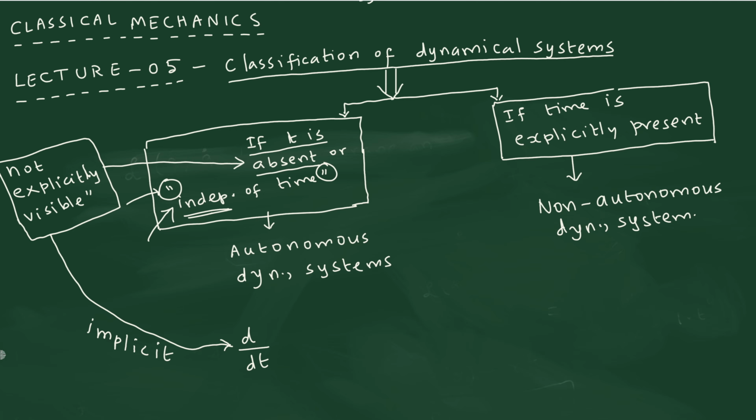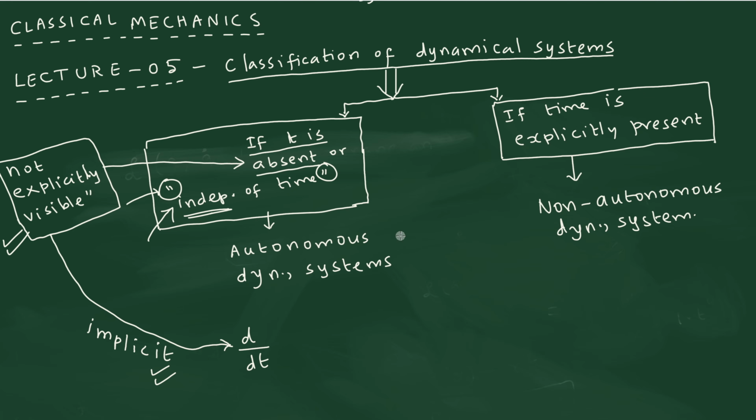Implicitly, it is present. So the words implicit and explicit are very important while defining autonomous and non-autonomous systems. Saying only independent is a rough way of putting it. I will not recommend strictly saying independent of time. The better methodology is to say not explicitly visible, but time controls in an implicit manner. It is there indirectly. So this is the fundamentally important, main classification into the two varieties.